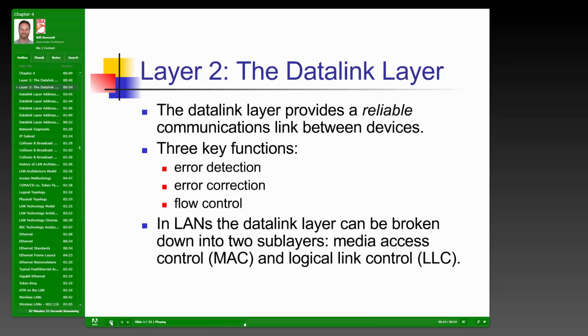In LANs, the Datalink layer can be broken down into two sublayers: the Media Access Control, or MAC sublayer, and the Logical Link Control, or LLC sublayer. So again, we're taking the second layer, the Datalink layer of the OSI model, and subdividing it into two layers. The top sublayer is the LLC, and the bottom sublayer is the MAC sublayer. We'll show you a graphic later on in this chapter to help you visualize this a little better.